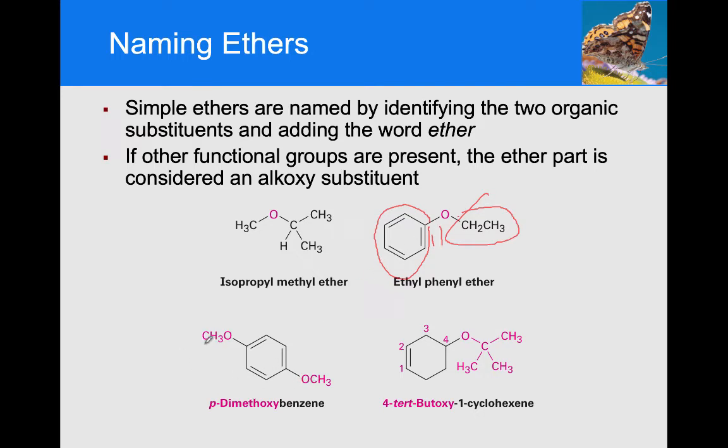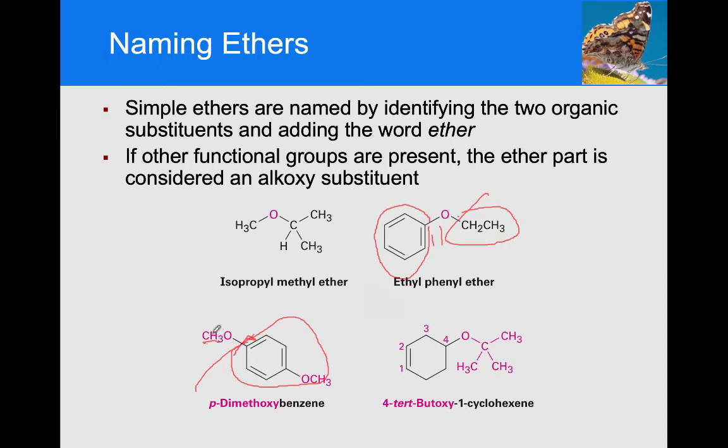Now sometimes the alkyl groups aren't simple. So for example, this is a methyl group, but this is not a phenyl group right here. So we can't just name that methyl phenyl ether. What we have to do is name this as a substituent on an alkane chain.